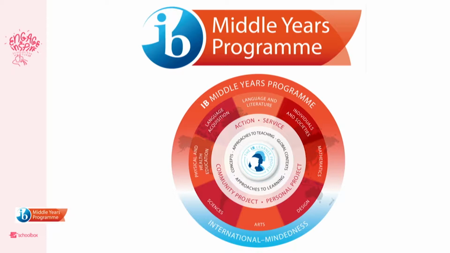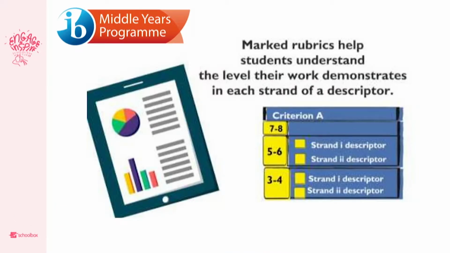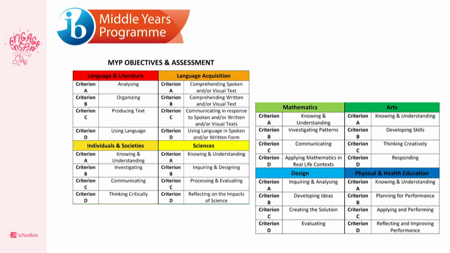So for us, our middle years is where a lot of our rubrics are focused. That's our year 6 to year 10 across all our subjects. Each of the different subject areas has its own rubric. Those rubrics get marked out of 4 criteria, A, B, C, D. They get marked out of mark ranges, so 1 to 2, 3 to 4, 5 to 6, 7 to 8. Within those criteria, there are then 4 strands, 5 strands, 3 strands, depending on the subject and the criterion.